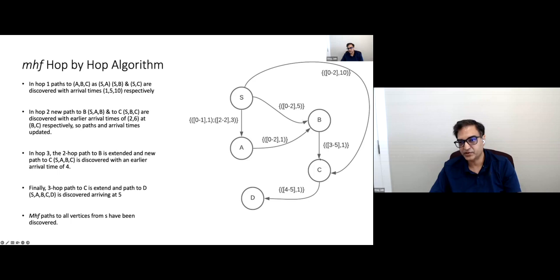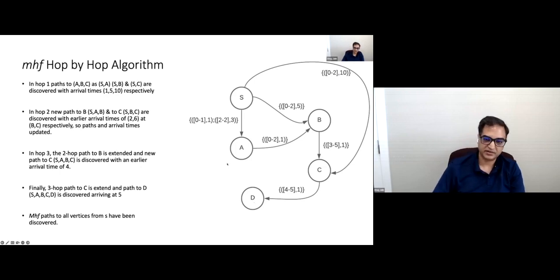The two hop path I had to C, which was from SBC, reached C at time 6, but I don't have any outgoing path available at or after 6, so I cannot extend that. And then finally, trying to extend the three hop paths, I only got one three hop path, SABC. That one I can extend because that arrives at C at time 4. There is an outgoing path available at 4, and therefore I discover a new vertex D, which I can reach at time 5. Now all the vertices have been reached and the algorithm terminates.